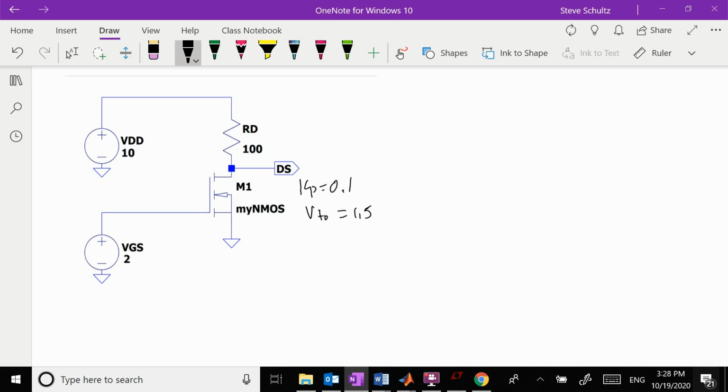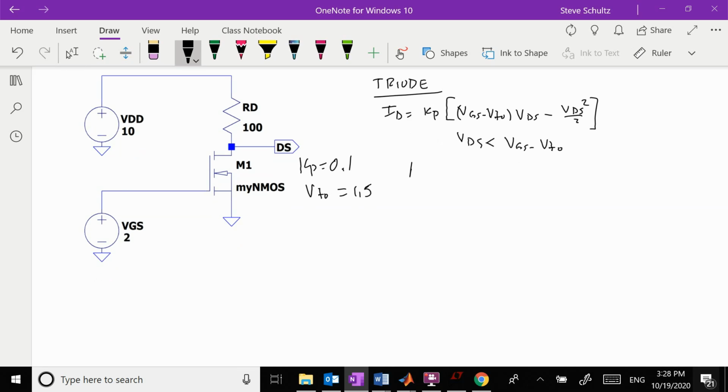So we have two regimes. One is triode and one is active. Let's start with triode. In triode, our current is going to be equal to Kp times VGS minus V threshold times VDS minus VDS squared over 2. And this is valid if VDS is less than VGS minus V threshold.